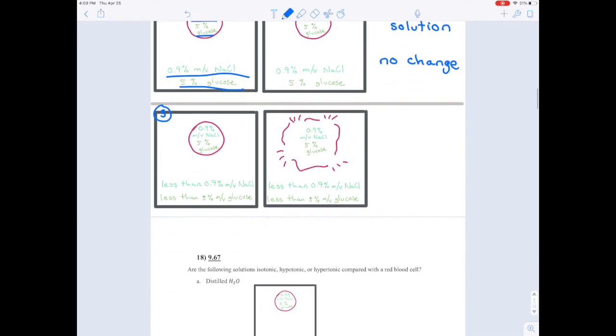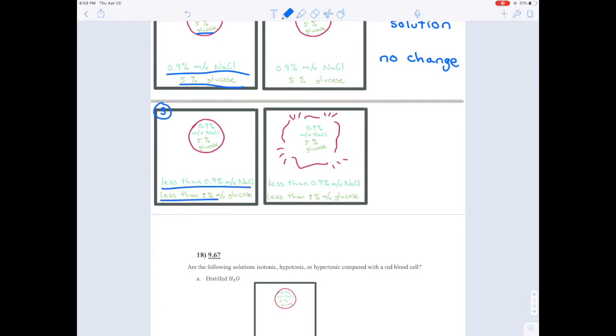Okay, last case is if you have less salt or sugar outside of the cell than inside. If there's more salt inside the cell, then the water follows that solute. It goes into the cell, and the cell swells up until it bursts, like you can see here on the right. Okay, when it bursts, it's a blood cell bursting. The Greek prefix for blood is hemo, and for breaking apart or bursting is lysis. So hemolysis occurs. The cell bursts and spills its guts all over the solution.